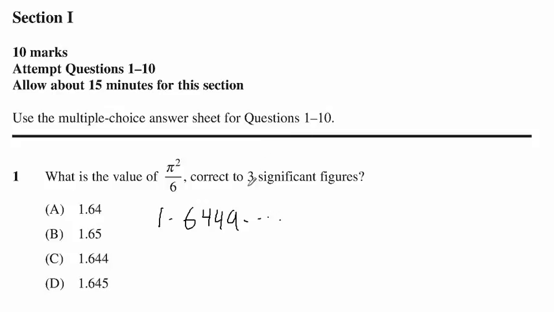etc. And so it's asking for 3 significant figures, and that means how many of the first non-zero numbers are needed to describe this number to 3 significant figures. So we're looking for 3 figures starting from the first non-zero, which is here, 1, 2, 3. And that doesn't get rounded anywhere, and so we're left with 1.64, which is answer A.